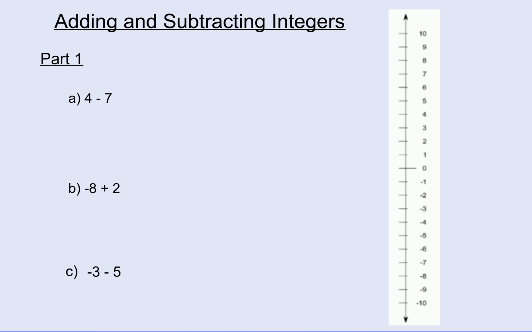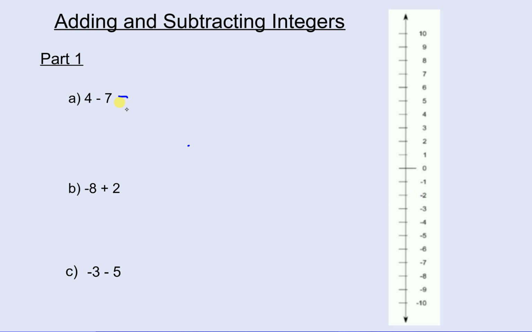Okay, so the way that I choose to do it is to use this thing over here, which is our vertical number line. And that's how I like to understand it in terms of going up and down this line. So I strongly recommend you use this. Right, so we'll look at this first question here.